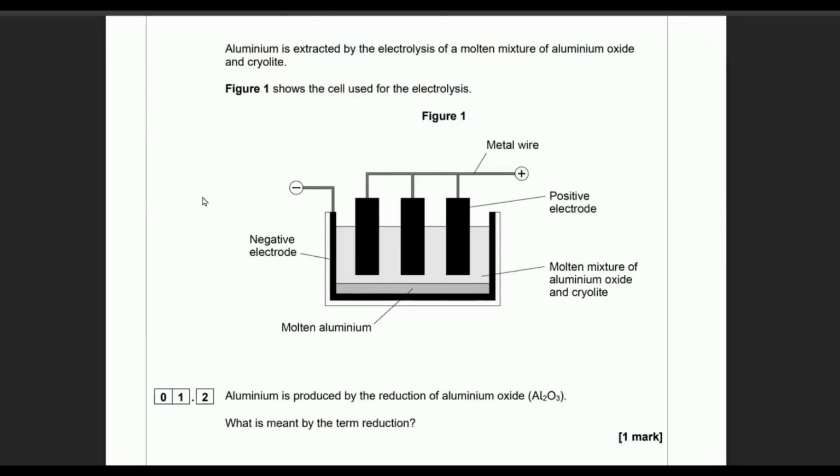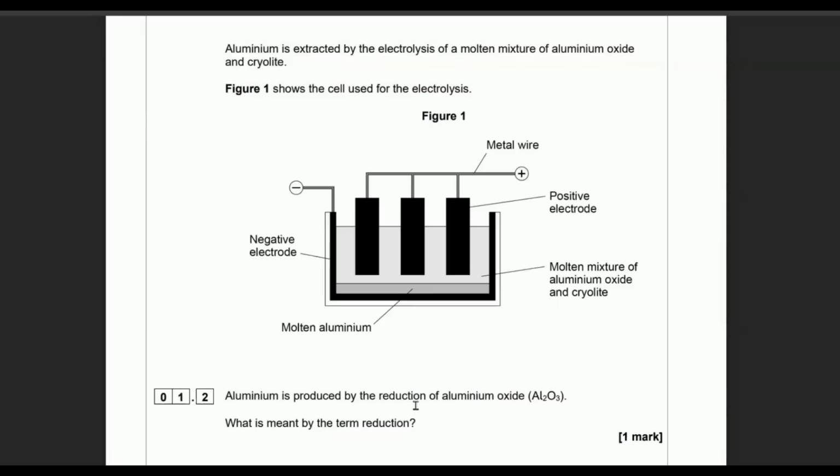Aluminium is extracted by electrolysis of a molten mixture of aluminium oxide and cryolite. Figure 1 shows the cell used for electrolysis. Here's figure 1. We've got a metal wire with a positive charge on it, and then we have a negative electrode down here. And these black rectangles represent the positive electrodes. And then in the middle here, this gray liquid is the molten, which means melted, mixture of aluminium oxide and cryolite. And then we have molten aluminium at the bottom.